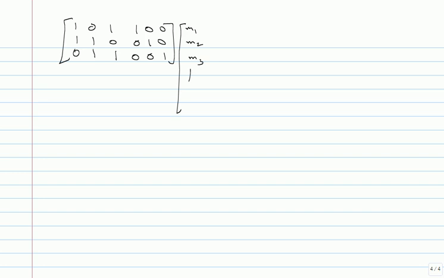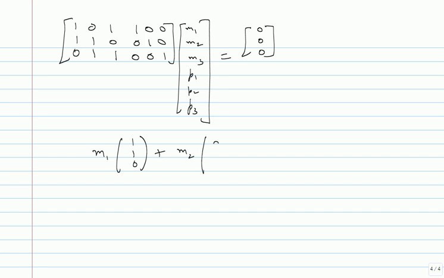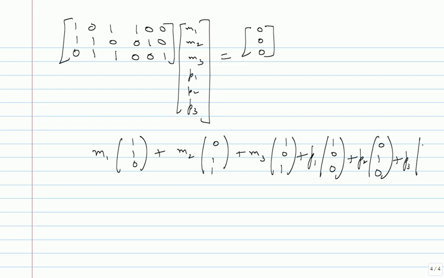So what's happening? Let me write that down fully. My parity check matrix is 110, 011, 101, 100, 010, 001, multiplied with M1, M2, M3, P1, P2, P3 equals 0, 0, 0. This is a condition I know that has to hold. So I'll write this product in a slightly different way. I'll say this is M1 times 110 plus M2 times 011 plus M3 times 101 plus P1 times 100 plus P2 times 010 plus P3 times 001 equals 000.